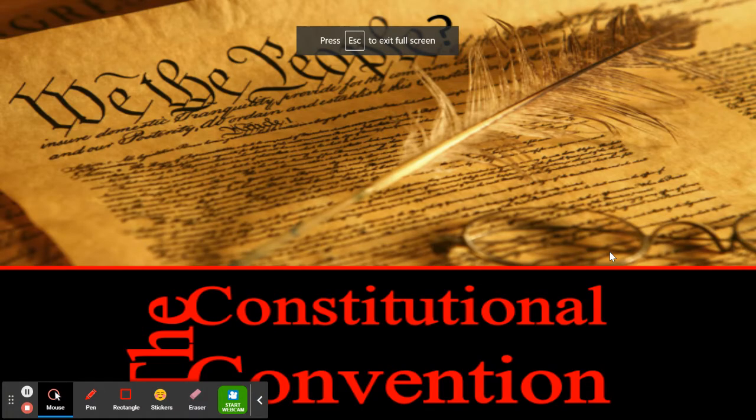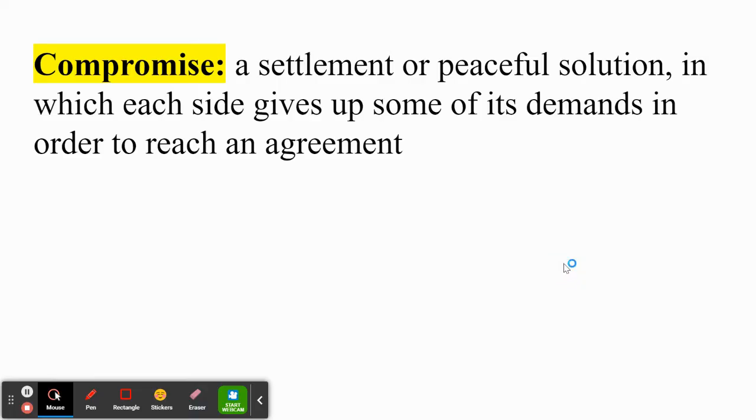The Constitutional Convention, Part 2. In this video, we are going to discuss a number of issues that the delegates faced as they worked together to craft a new plan of government for the United States of America. And so, as they took on this endeavor, they needed to make compromises with one another.